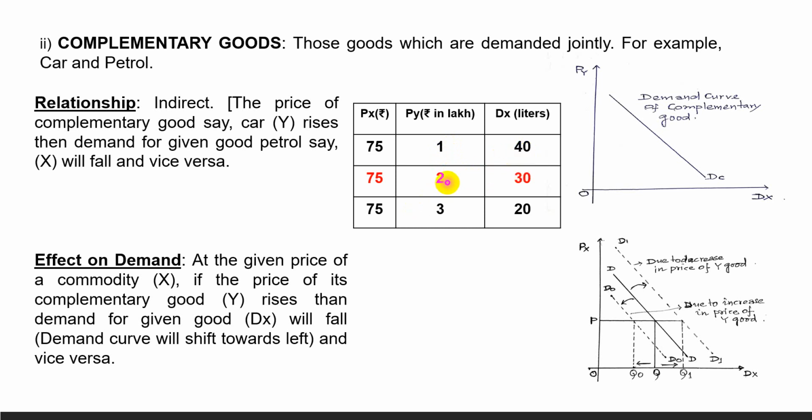And when the price of car increases, the people will demand less car, and that will result in decrease in demand for petrol. So we have seen that in case of complementary goods, increase in price of complementary good results in decrease in demand and the demand curve shifts towards left. And decrease in price of complementary good results in increase in demand and the demand curve shifts towards right.